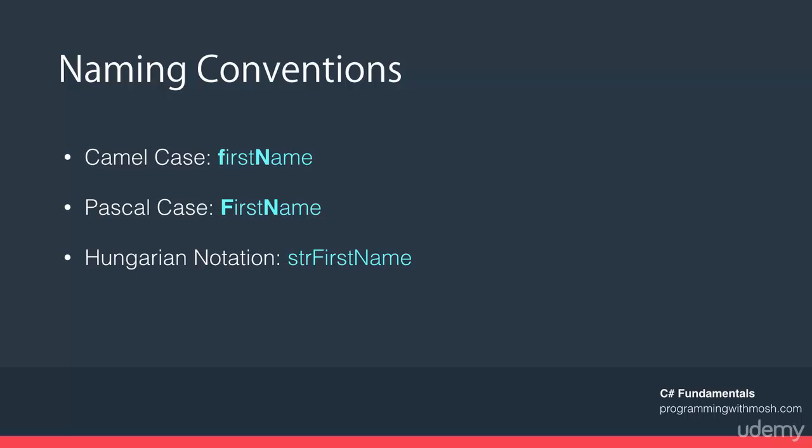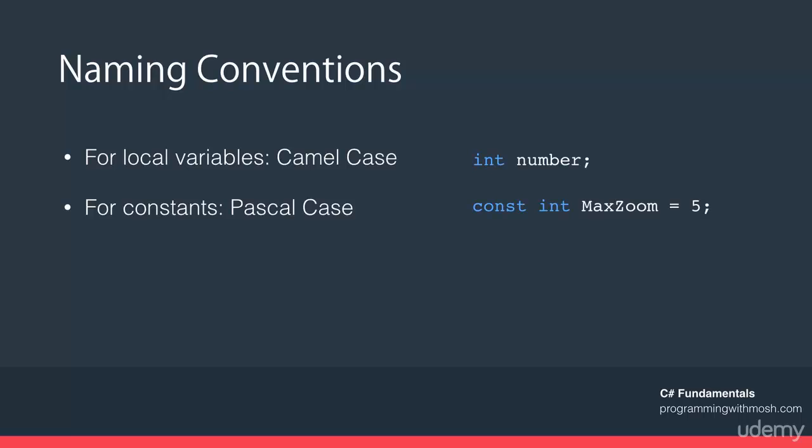Hungarian notation is not used in C#, and I have noticed programmers coming from a C or C++ background use that in their code. If you're one of them, I highly recommend you not use Hungarian notation because C# developers are not used to that and they don't like to see Hungarian notation in the code. It makes your code look a little bit ugly. So in C#, to name your local variables, use camel case. So as you see here, the first letter of the first word is lowercase, and if we had more words in the identifier, the first letter of every word would be uppercase. For constants, use Pascal case.